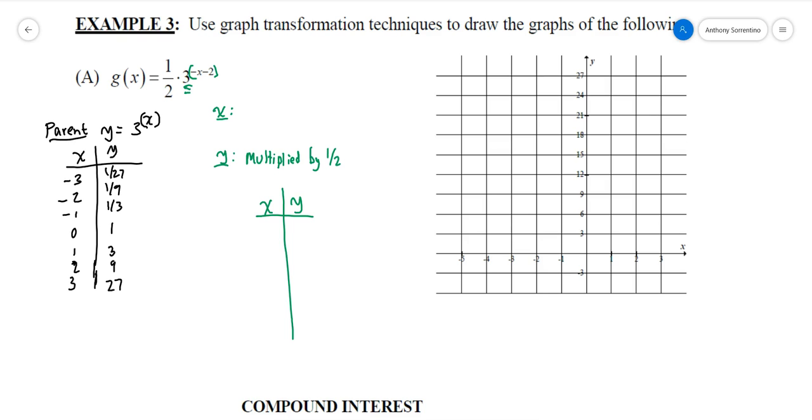So 27 divided by 2 is 13.5. 9 divided by 2 is 4.5. 3 divided by 2 is 1.5. 0.5. 1/6, 1/18, 1/54.